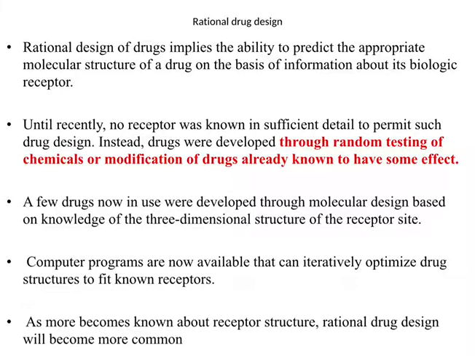Rational design of a drug implies the ability to predict the appropriate molecular structure of a drug on the basis of information about its biologic receptor. Until recently, no receptor was known in sufficient detail to permit such a drug design. Instead, drugs were developed through random testing of chemicals or modification of a drug already known to have some effect. هاي طريقة طبعا. A few drugs now in use were developed through molecular design based on knowledge of the three-dimensional structure of the receptor site.